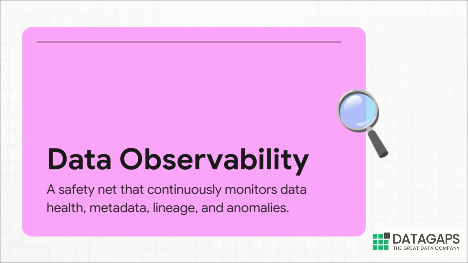So, what is data observability? Honestly, the best way to think about it is as an end-to-end safety net for your entire data ecosystem. It's constantly watching for changes in data health, in its structure, in its lineage. Its whole job, really, is to take those dangerous unknowns and turn them into manageable knowns, giving you the visibility you need to act immediately.